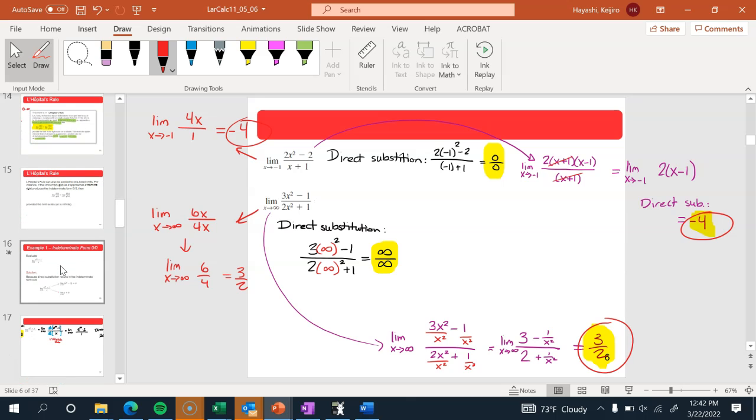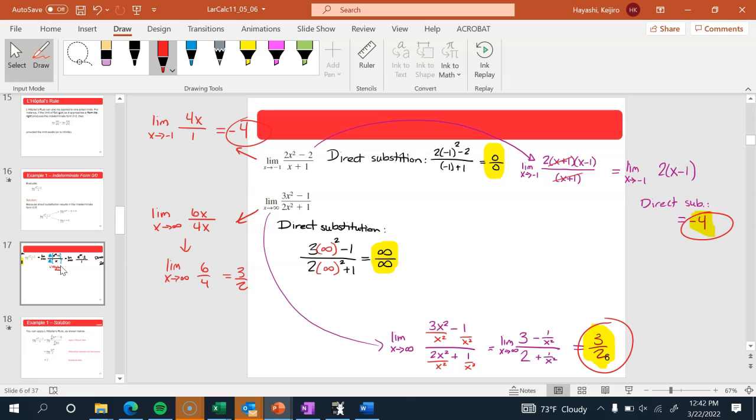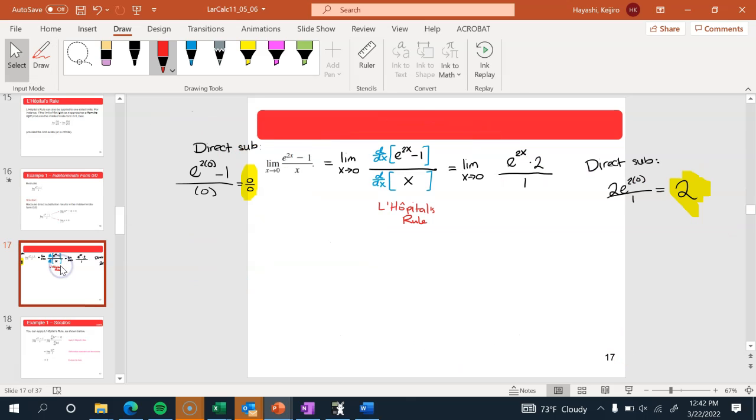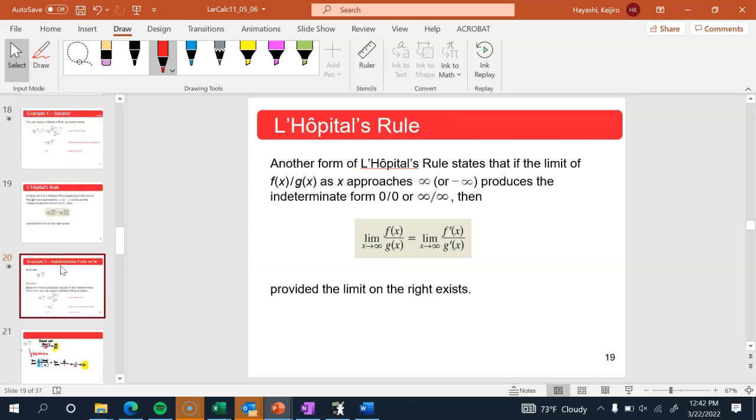So you can use L'Hopital's rule as many times as you want, as long as you keep getting indeterminate forms of 0 over 0 or infinity over infinity. Where were we?